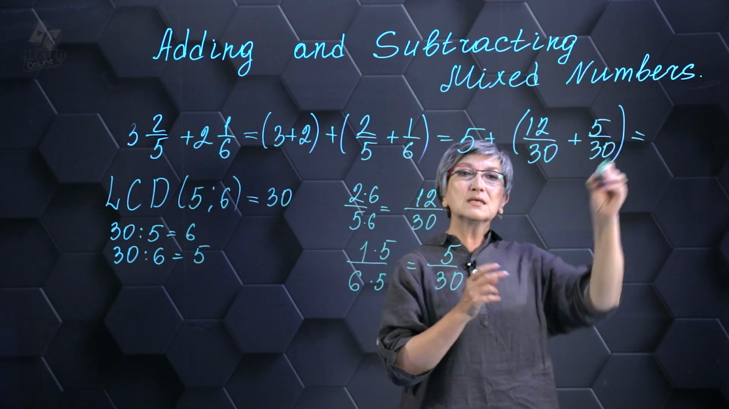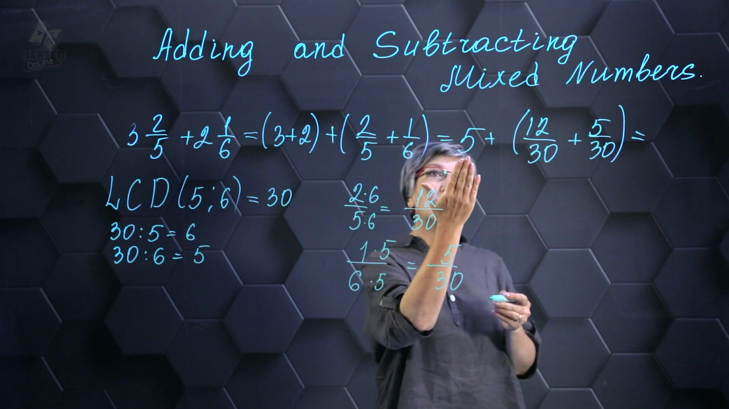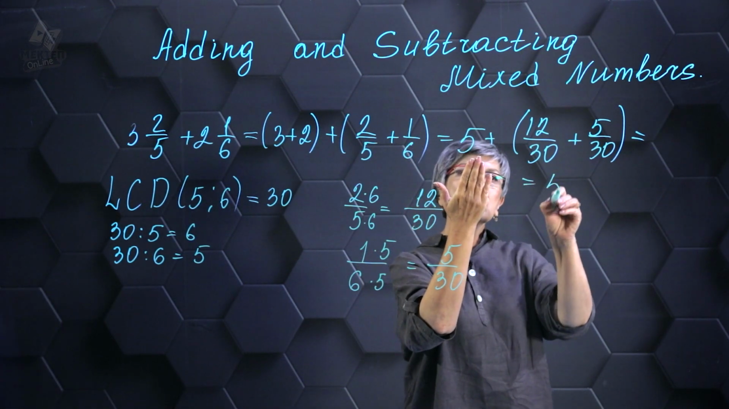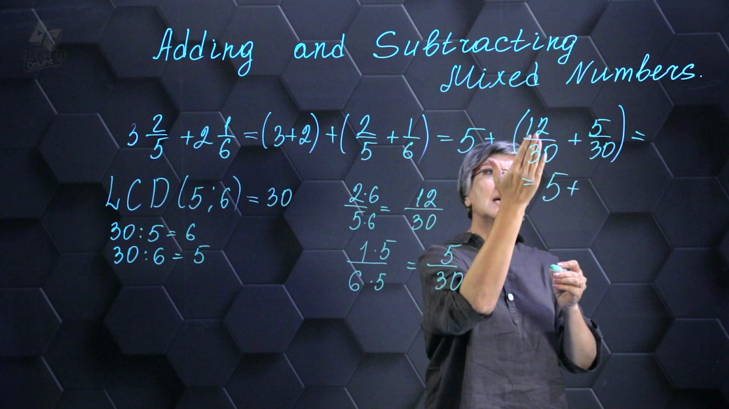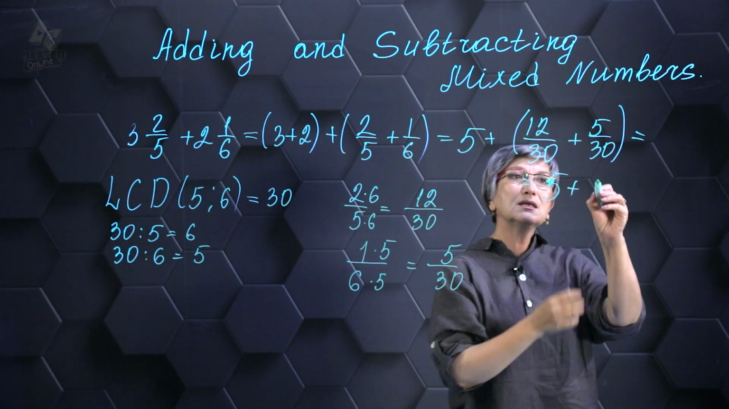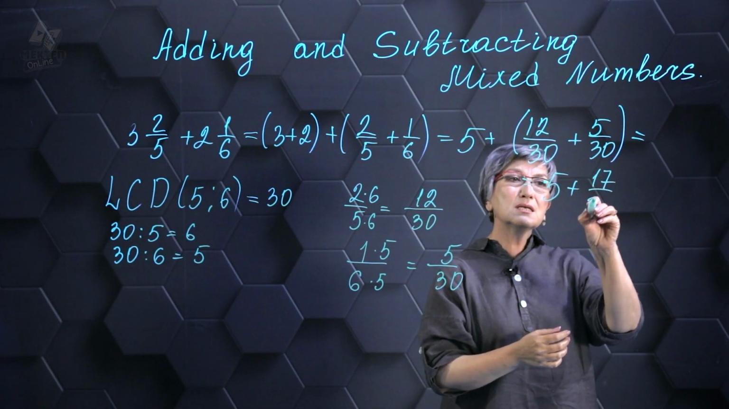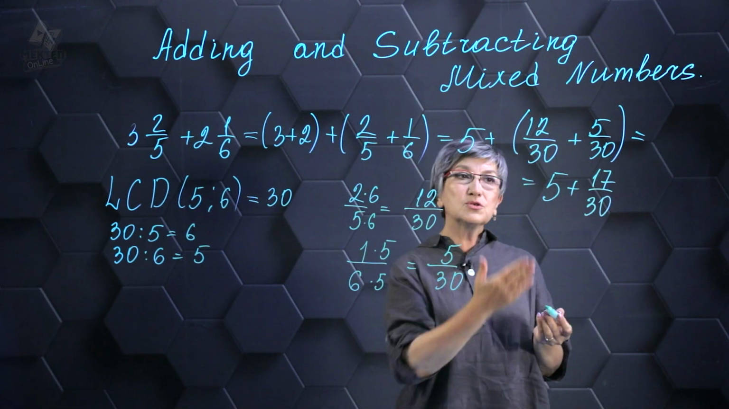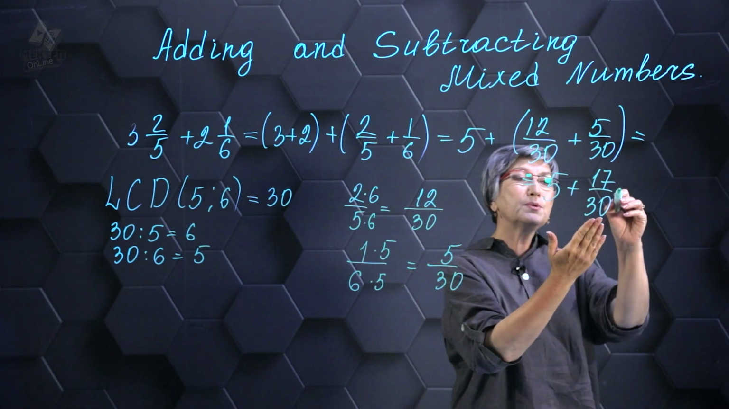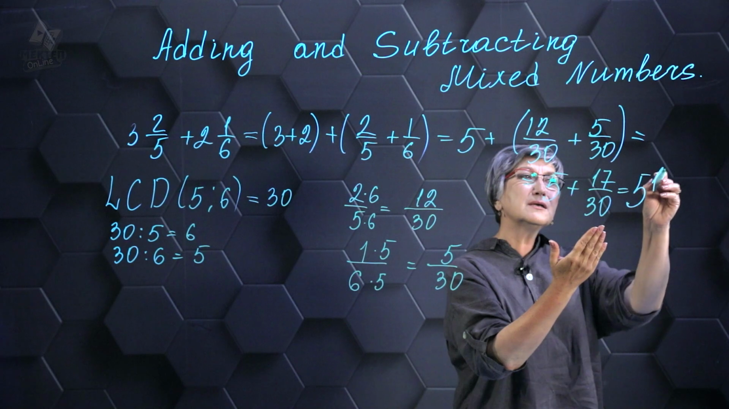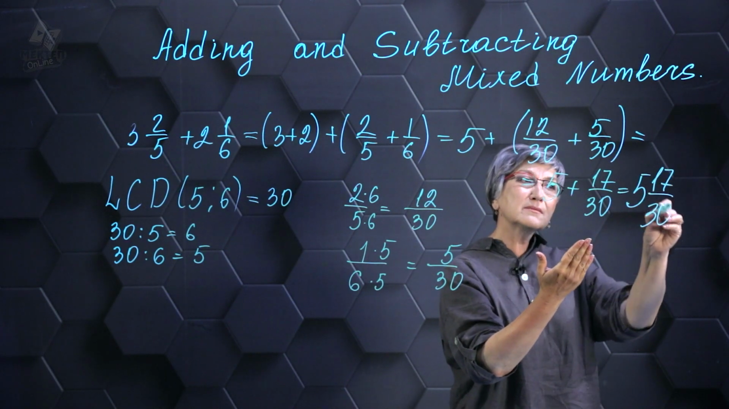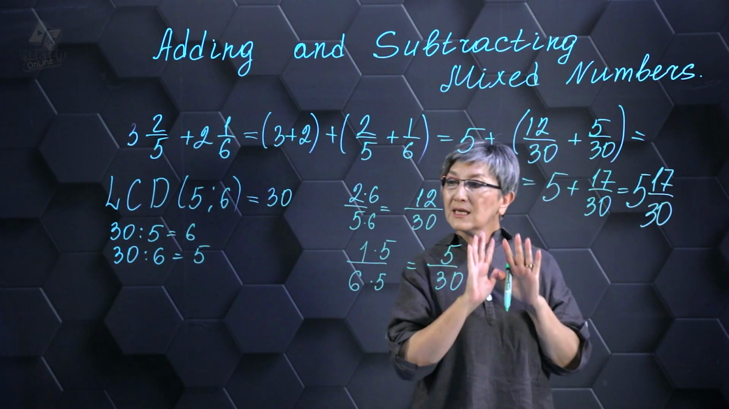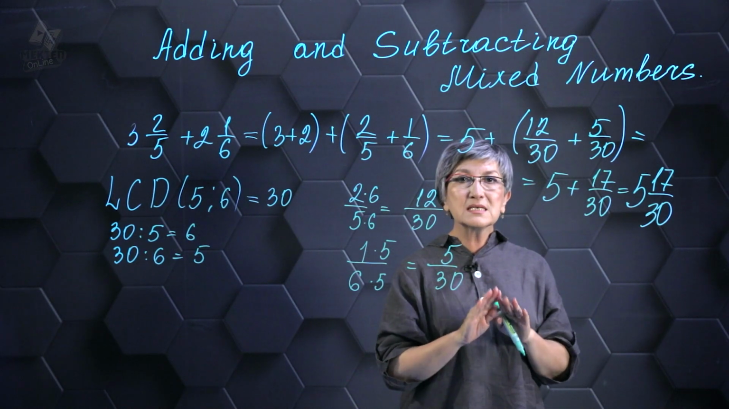Well, then what can I do? 5 plus, let's write down, 5 plus 12/30 plus 5/30 equals 17/30. Well, in this case, if I add a fraction to a whole number, I simply write it as 5 and 17/30. Subtraction is executed in a similar manner.